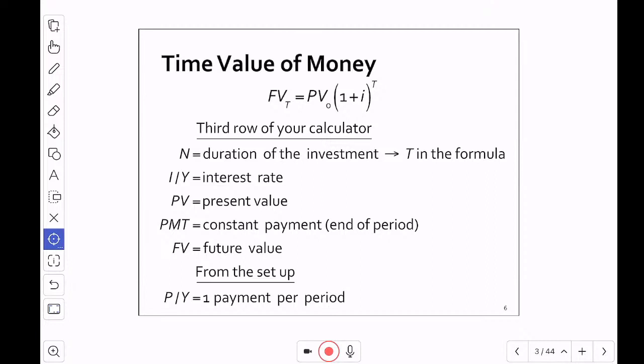So we worked with this formula last class. Now in the test situation, writing this formula like this will get you 0 points. What I want to see is that you have the values inserted, solving for the unknown. That's what I want to see. Unless I directly ask you, please give me the time value of money formula, and then you'd write this. But if you're solving a problem, just writing this will get you no points, okay?